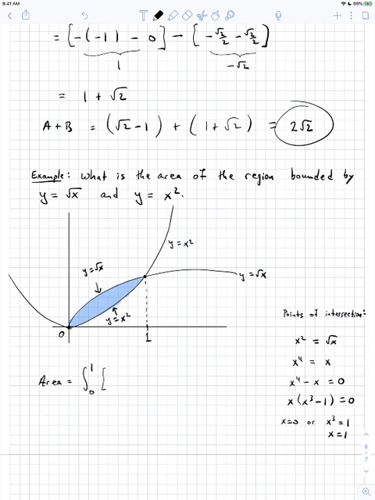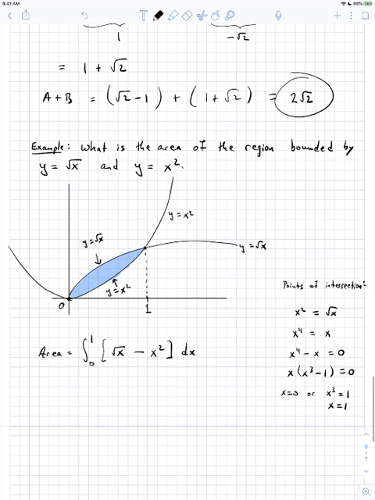Okay, so the top function between 0 and 1 is the square root of x minus the bottom function, which is x squared, dx. Both of these are x to a power because this is x to the 1/2. So we have the integral from 0 to 1 of x to the 1/2 minus x squared dx. So if you integrate these, you'll have x to the 3/2 divided by 3/2 minus x cubed divided by 3 from 0 to 1.